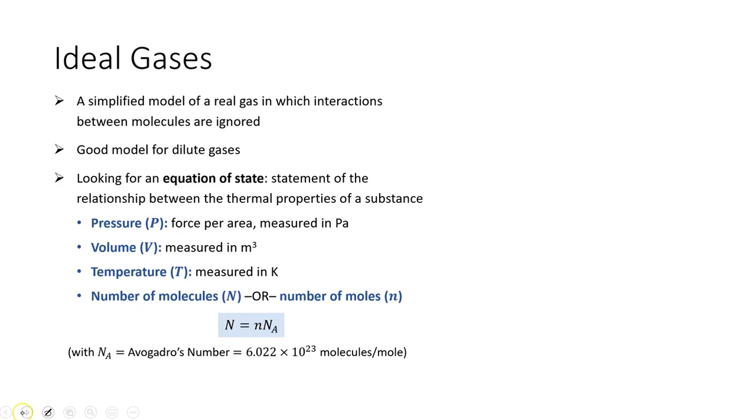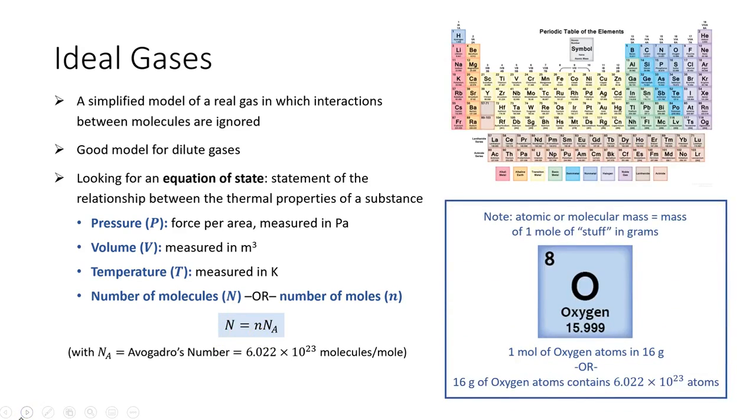In dealing with ideal gases, we're often going to be getting information from the periodic table, so I'll remind you of how to do that before we dive into our equation of state. Here I've drawn out a specific element, oxygen, and its square from the periodic table. I'll draw your attention to this number, 15.999, under the oxygen symbol. That number represents the molar mass of oxygen. It tells us that there are 15.999, or approximately 16 grams of oxygen in 1 mole of oxygen.